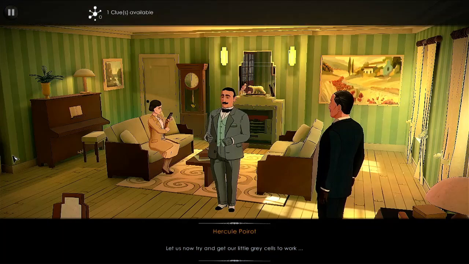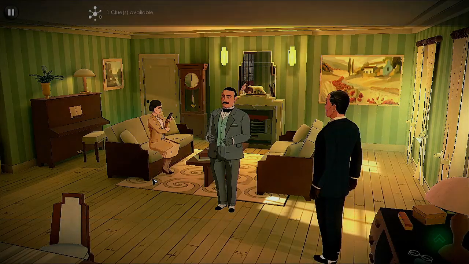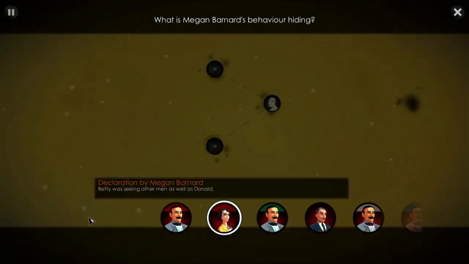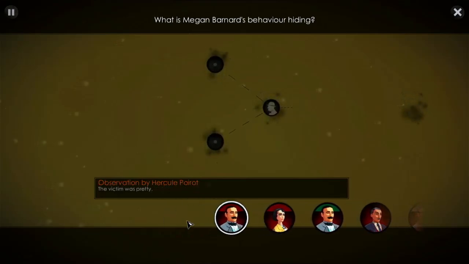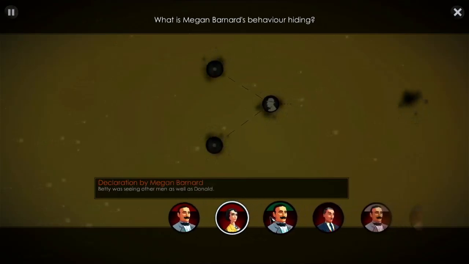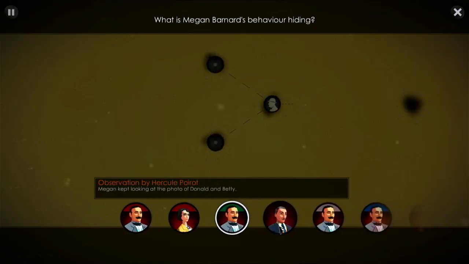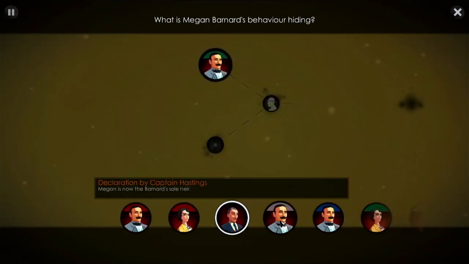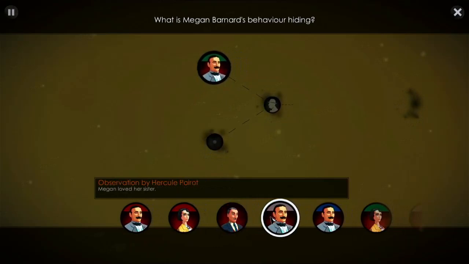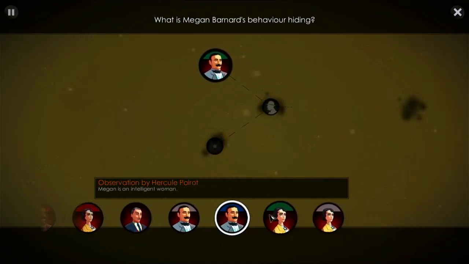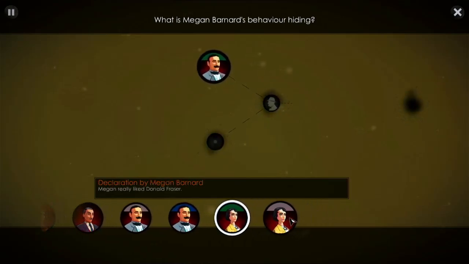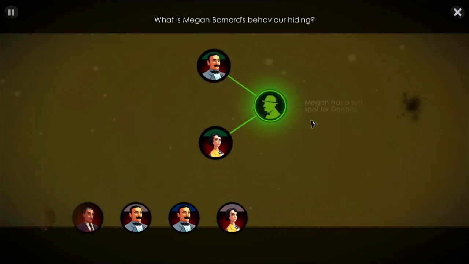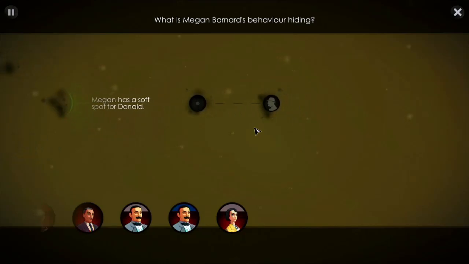Let's now try and get our brain cells to work. What do we have to know? What is Megan Barnard's behaviour hiding? The victim was pretty. Betty was seeing other men as well as Donald. She keeps looking at a photo of Donald. Megan is now Barnard's sole heir. Megan loved her sister. She's an intelligent woman. She liked him. There we go. Megan has a soft spot for Donald.